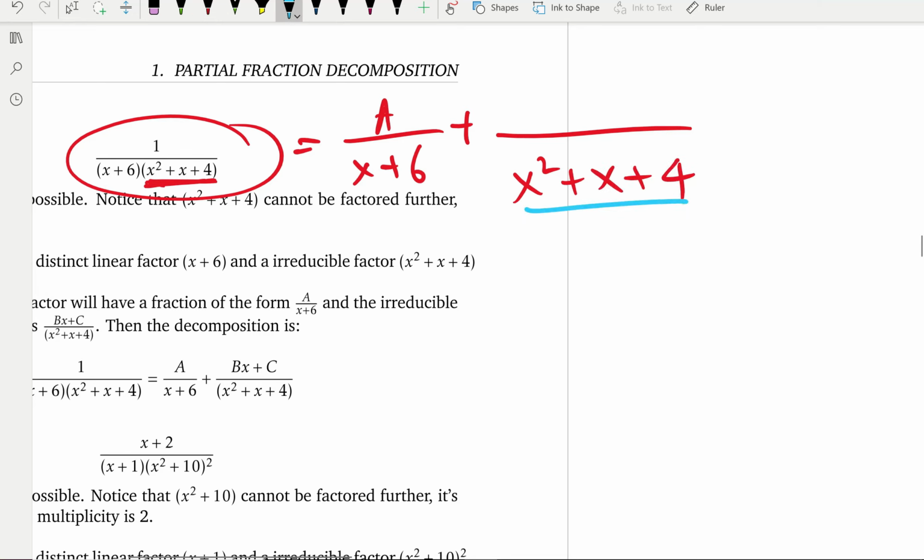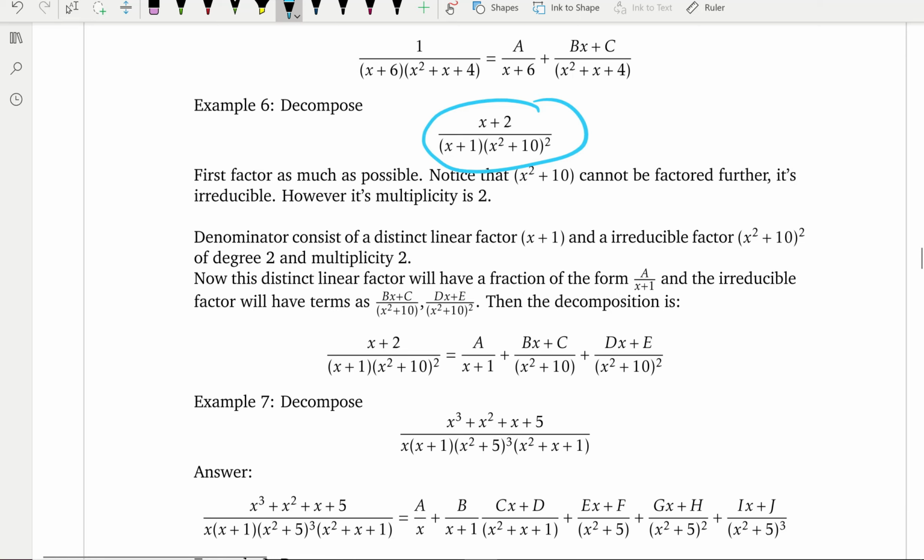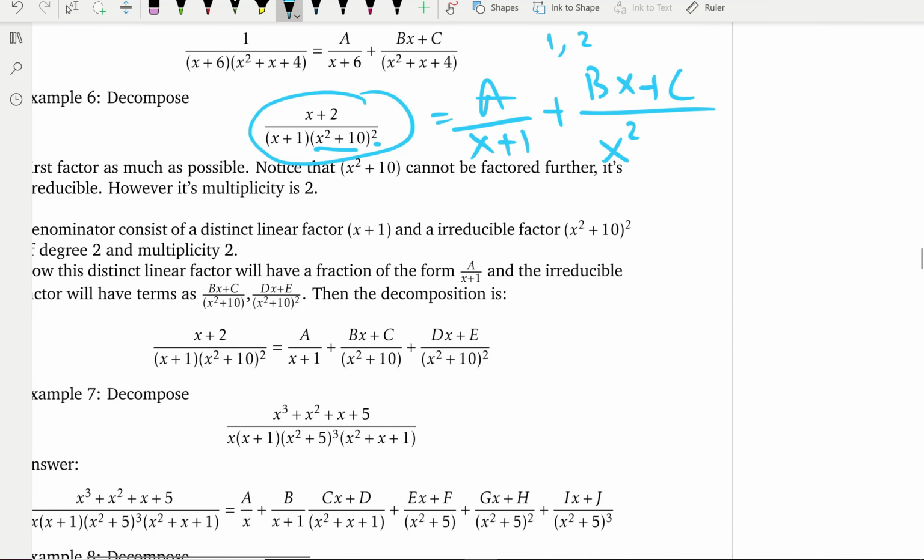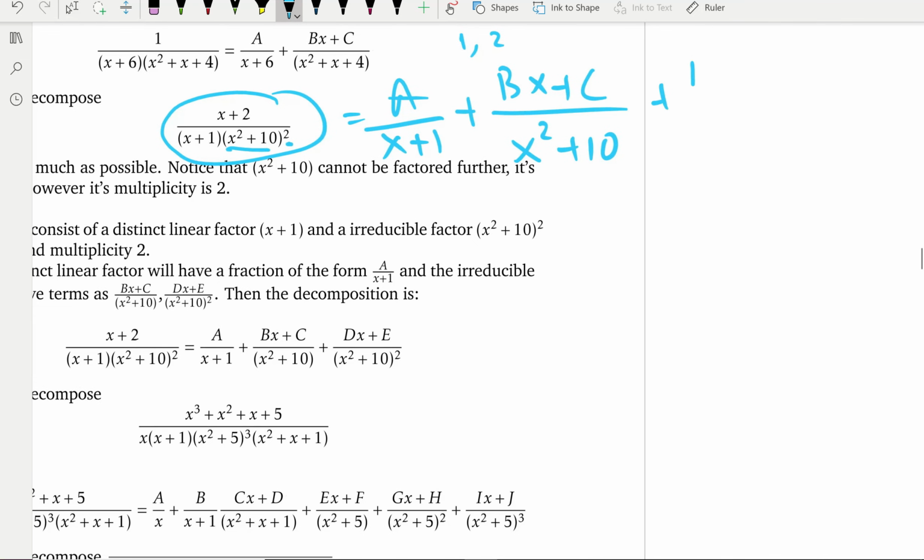Okay, look at this problem. x plus 2 over x plus 1 times x squared plus 10 squared. Now x squared plus 10 is not reducible, it's irreducible. Check the b squared minus 4ac thing; you will see that you will get a negative number. So how do you write the decomposition? A over x plus 1. And we have a repeated factor, 2, so you count up to 2: 1, 2. So Bx plus C over x squared plus 10, and Ex plus F over x squared plus 10 squared. That's the decomposition. Okay? All right.